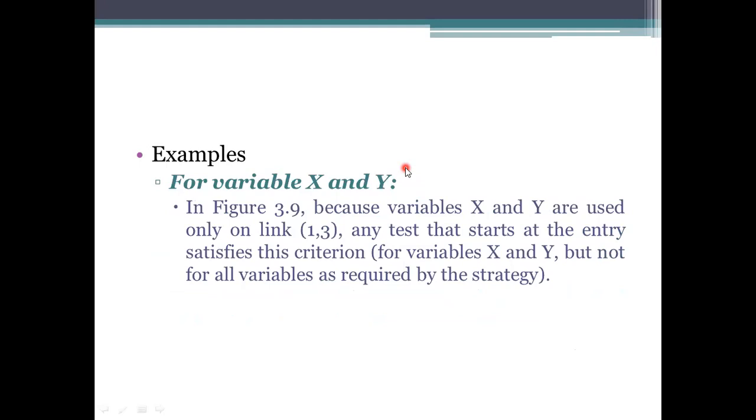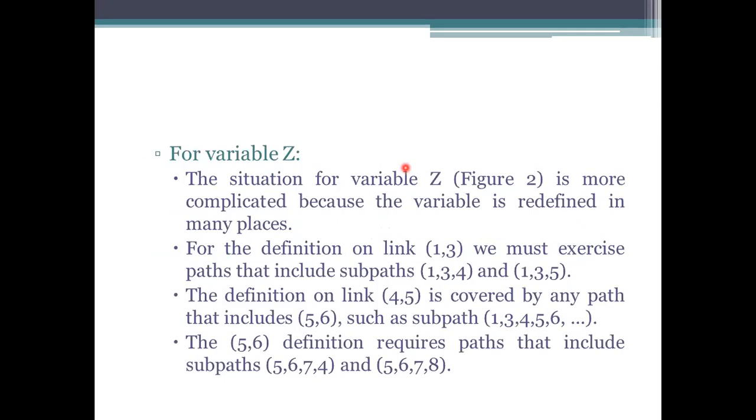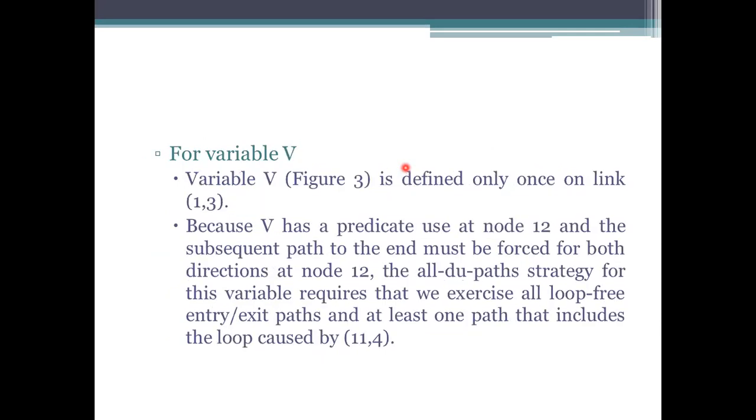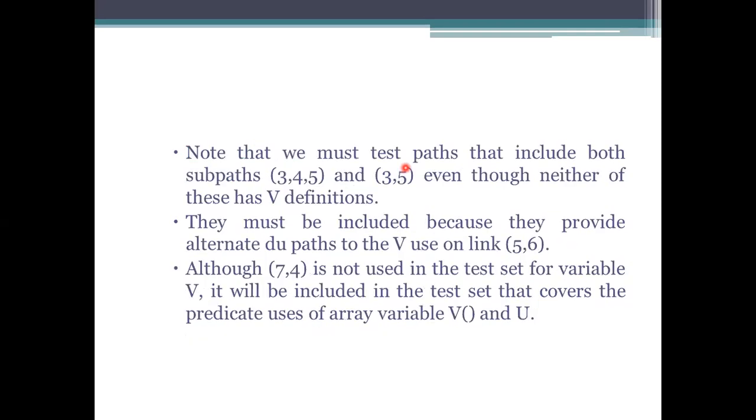So I told you that 1 and 3 has been used successfully. For the z, we are using 1 3, 1 3 4, 4 5, 5 6, 1 3 4 5 6, and many subparts are there for the z variable. And for the v variable, it has been defined only once at the 1 and 3, and we are using all these things as computation and in a predicate also. Okay, so that's about the du paths.